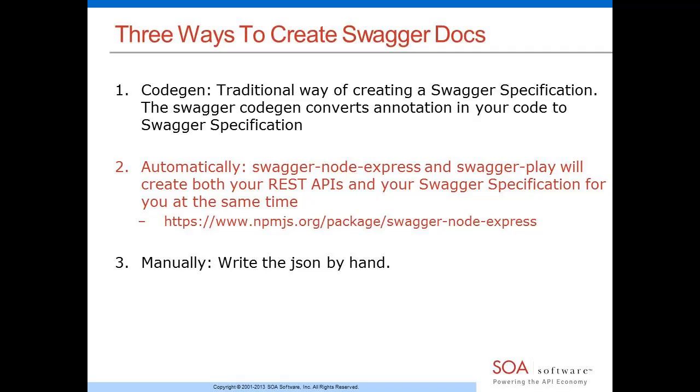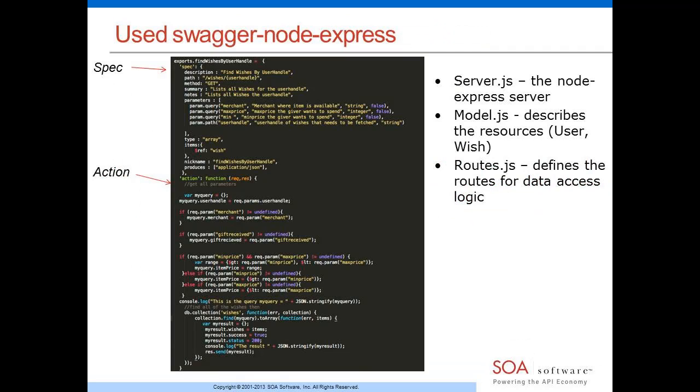actually quite easy, is I use the Swagger Node Express, and it basically embedded the Swagger info documentation in my server. So here's the Swagger Node Express. I'm using Sublime. It's really cool. Basically, you can break it down to 3 files, even though you might have more than 3 files. But you have a server file, which is the Node Express server. You have a model file, which describes your resources, like your user and your wish. For me, it was user and wish. And then you have a route file, which determines your data access.